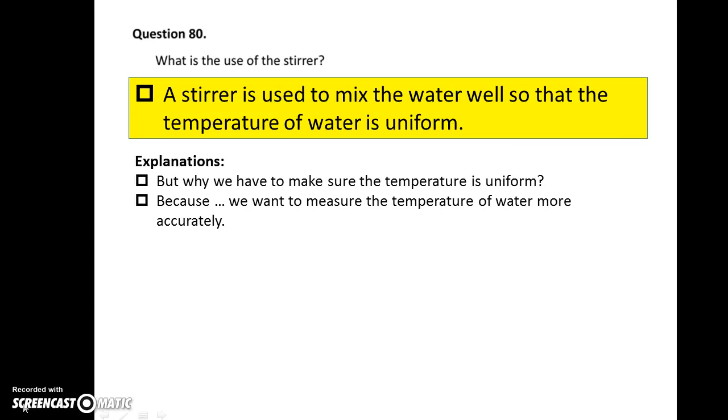Question 80. What's the use of the stirrer? It is used to mix the water well so that the temperature of the water is uniform.